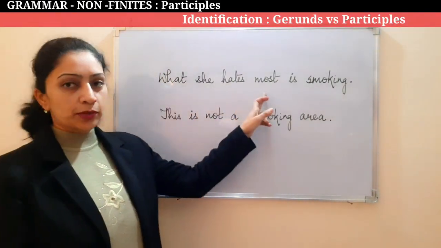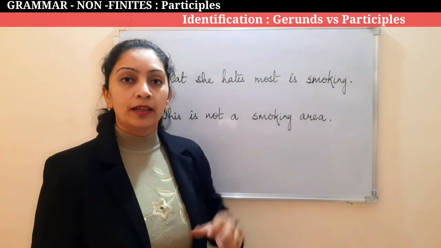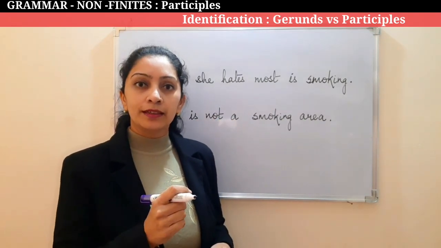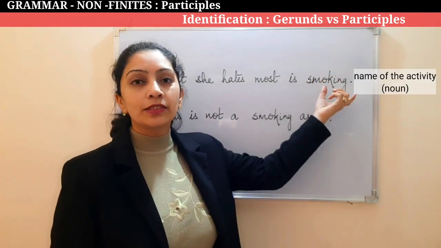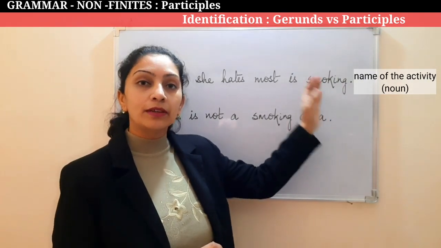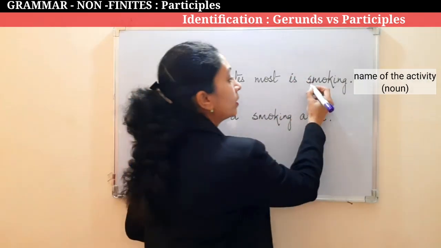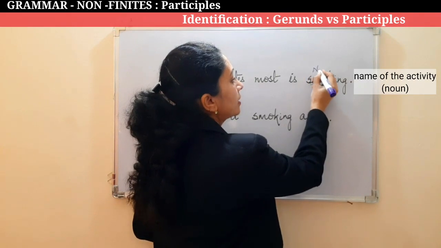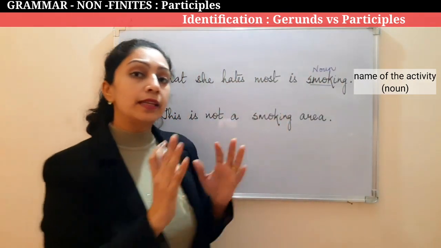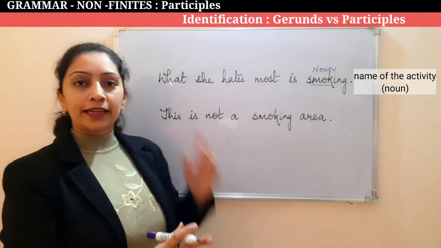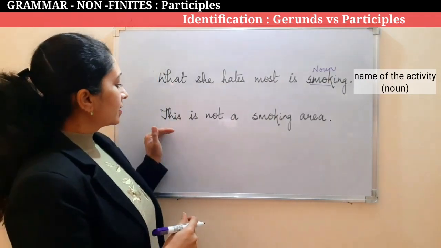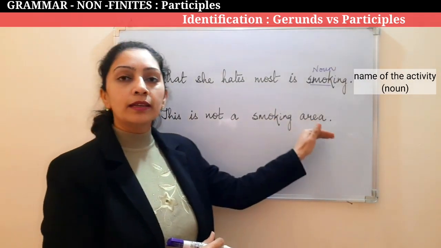What she hates most is smoking. Now what she hates most, I have the name of the activity here, or the noun. Here smoking is an activity which acts like a noun because it is naming an action, what she hates most. In the next example: this is not a smoking area.